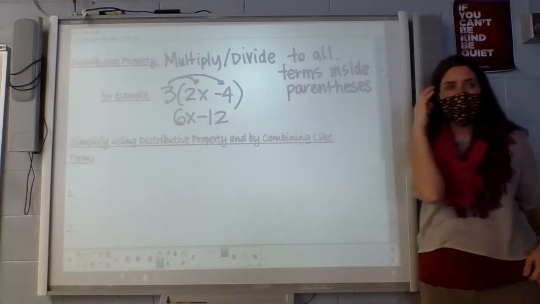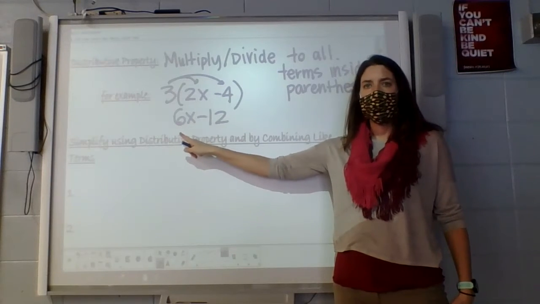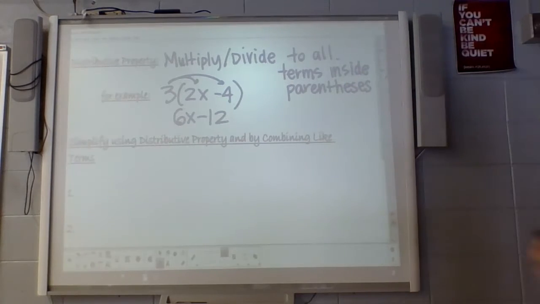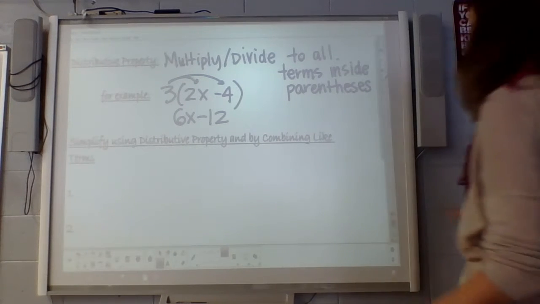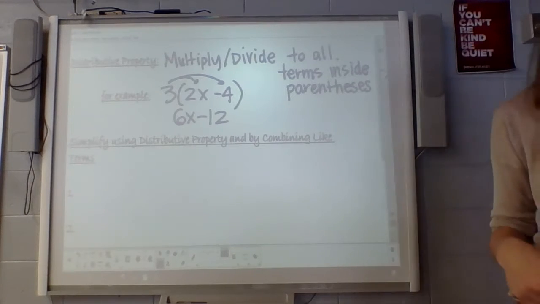Now don't forget what you know about combining like terms. Can I put those two together? No, because they're not like terms. So I stop right there. So that's distributive property by itself, which typically isn't so bad. We will combine these two ideas together though.